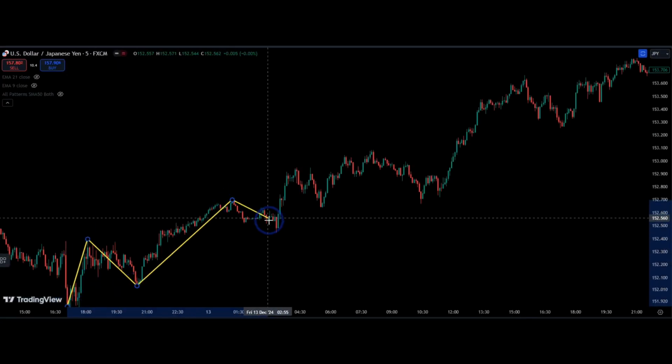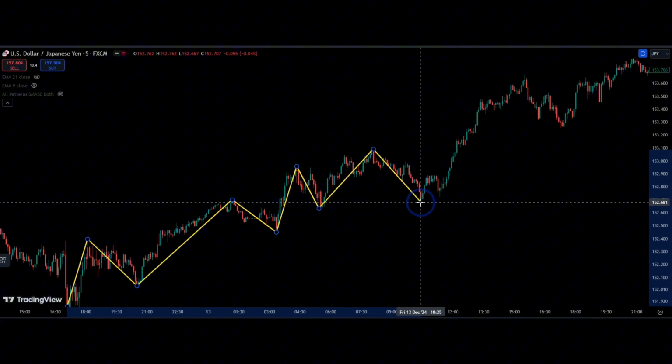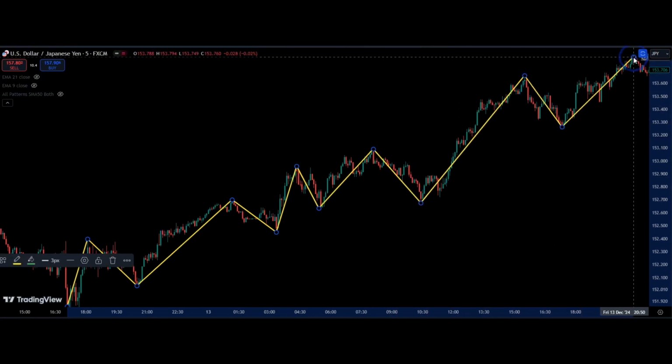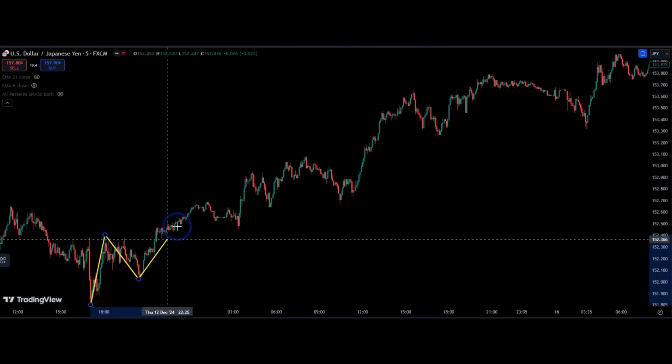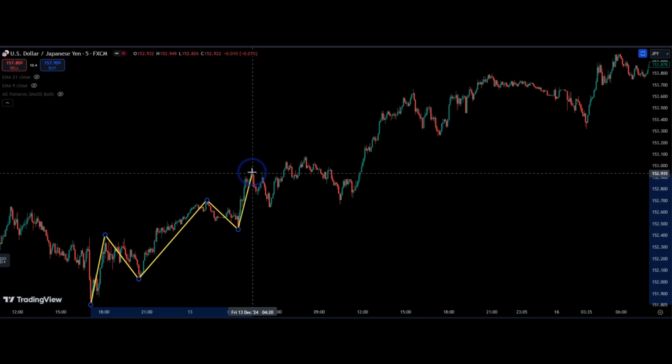Now that we have covered the different types of trends, make sure to practice identifying them on your own charts.